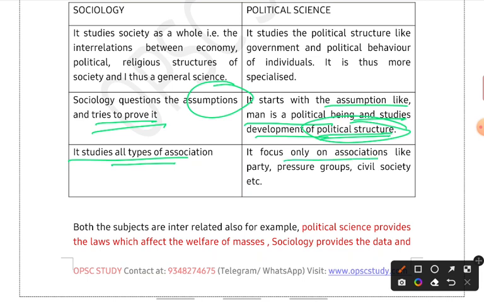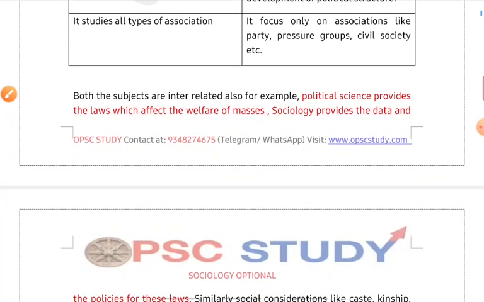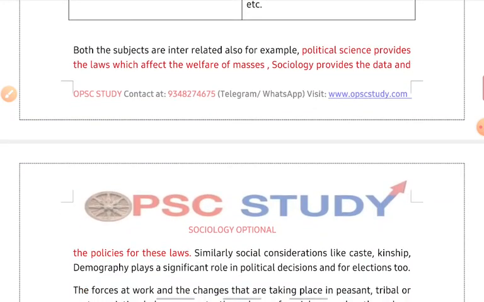Then sociology studies all types of associations, while political science focuses only on associations like parties, pressure groups, civil societies, etc. So sociology is more open ended, and political science is more closed in nature. So this will be your differences. Then you will proceed to the third part of the structure.